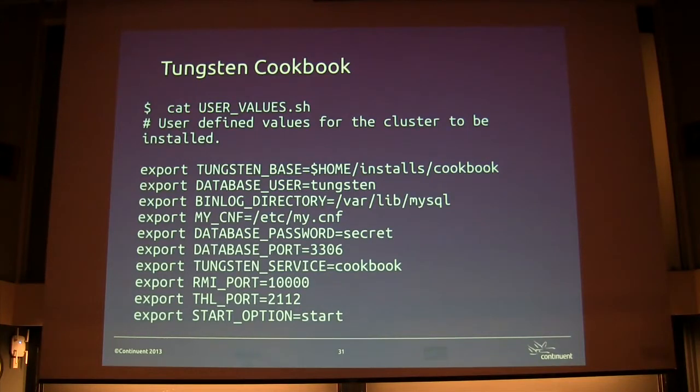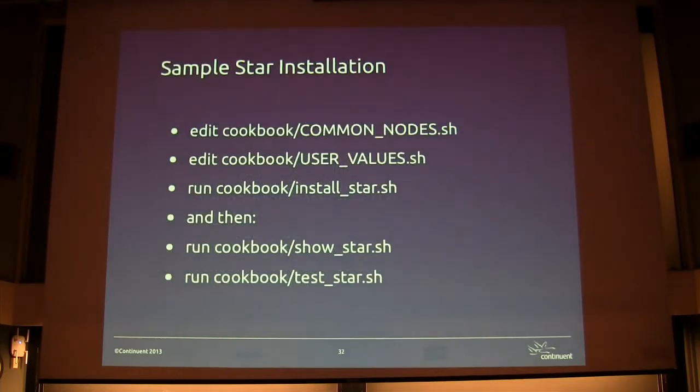And the database port might not be what you want. And actually, in the example that I will show you, you will see that every topology is using a different port because I'm using sandboxes put together in different ports. Then the RMI and THL ports are the ports used by Tungsten itself. And if you want to install more than one replicator, you may want to modify that as well. Once you have edited these two files, then you can say install and the name of the topology that you want to install.